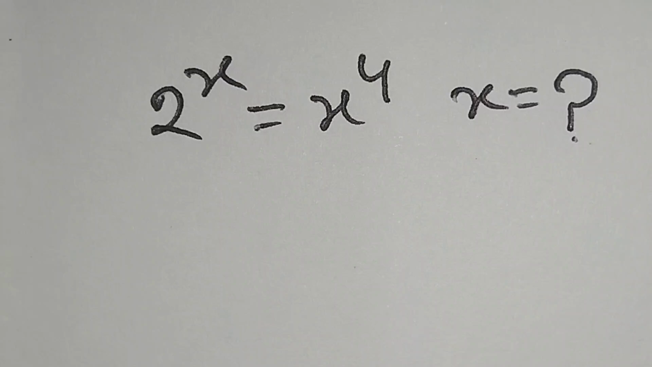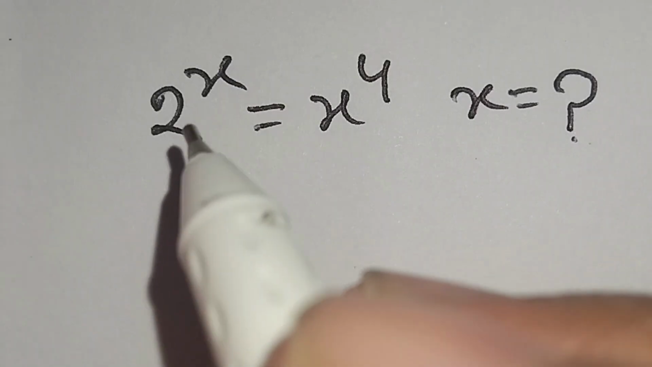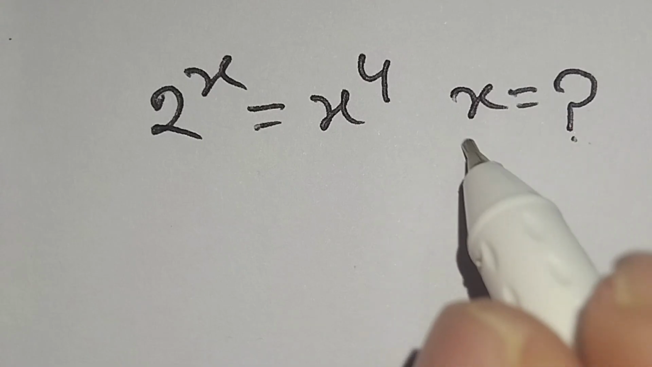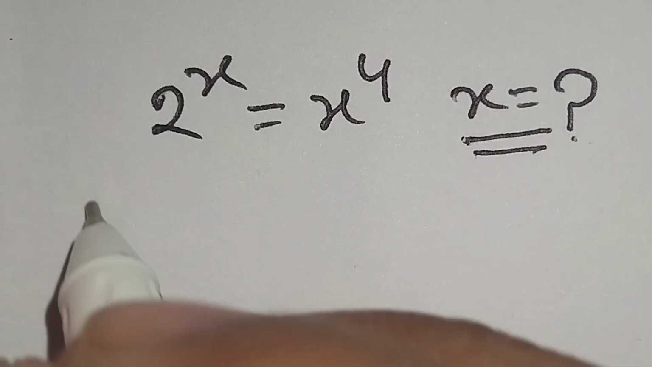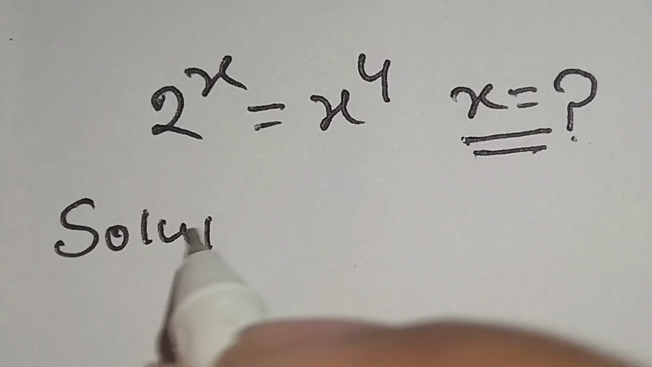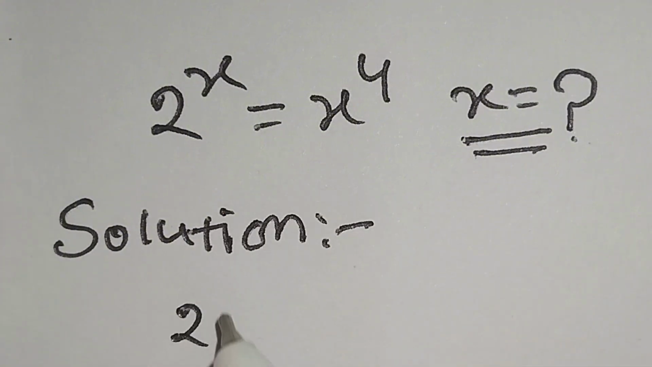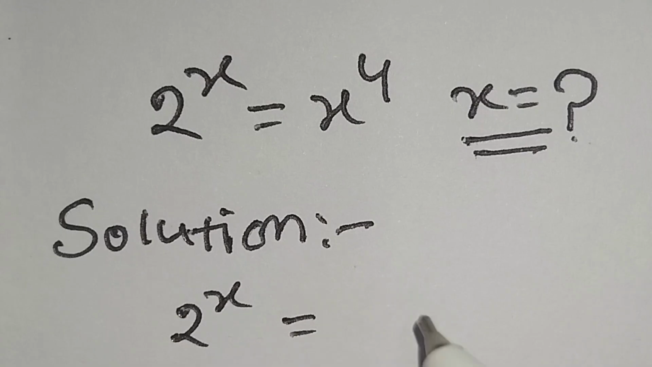Hello everyone, this is a nice math problem. 2 to the power x is equal to x to the power 4, and we have to find the value of x. So let's start. Solution. The given equation is 2 to the power x is equal to x to the power 4.